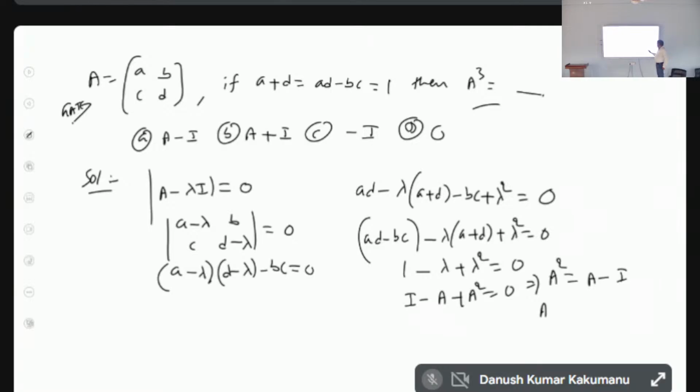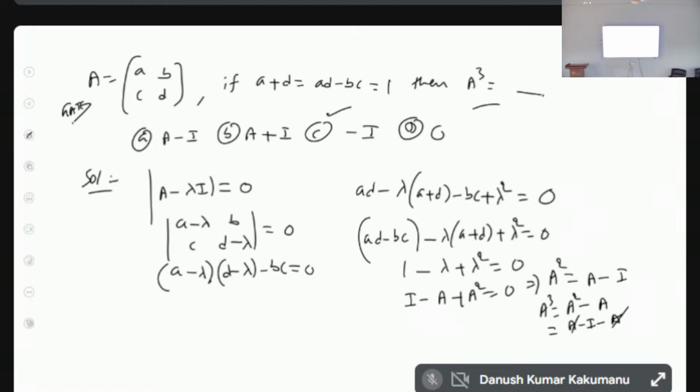Then what is A cube? A cube is A square minus A. What is A square here? A minus I minus A. These two are cancelled. What is the A cube answer we got? Minus I is the correct answer. A cube is equal to minus I.